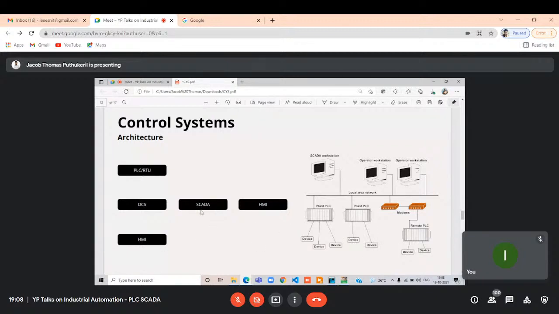And next is the SCADA. SCADA is the supervisory control and data acquisition system. It is the complete heart of the system, not the brain. The brain is the PLC and the heart is the SCADA. SCADA is getting every single detail, every single piece of information from every PLC, RTU, DCS, anything, through the network. This SCADA workstation will be somewhere in some other place, maybe a remote location.